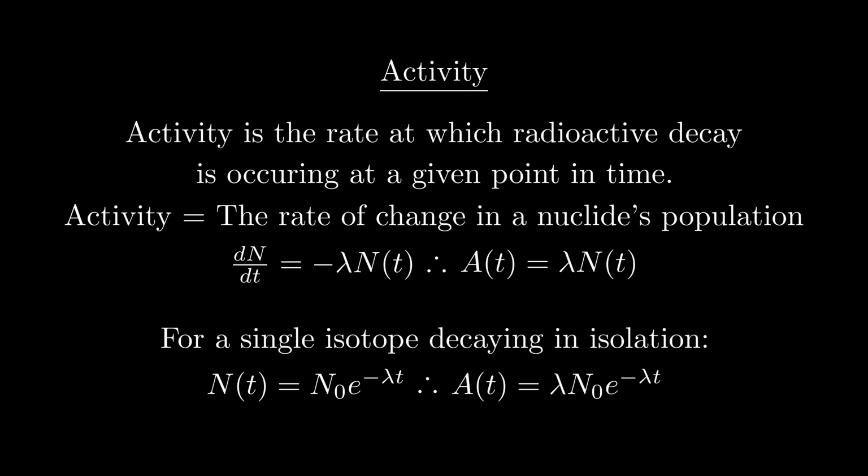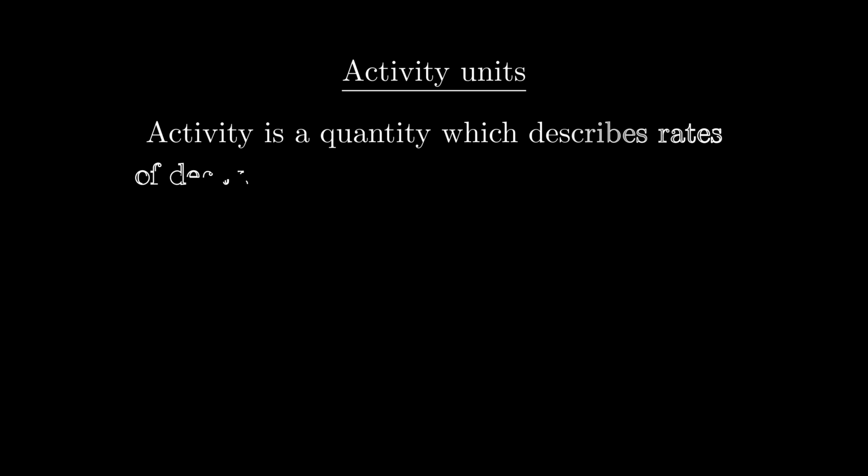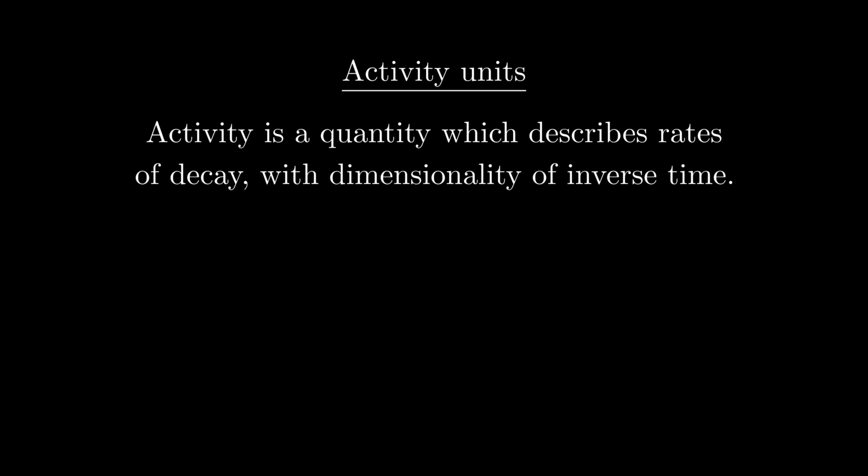Before we move on from talking about activity, I want to quickly introduce a couple of units that we use to describe it. As we've established, activity at its core is just a quantity which describes a rate of decay, with dimensionality of inverse time. Because the magnitudes of activities we encounter in the wild can span many orders of magnitude, there are 2 commonly used units that we put activity in terms of. These units are the becquerel and the curie.